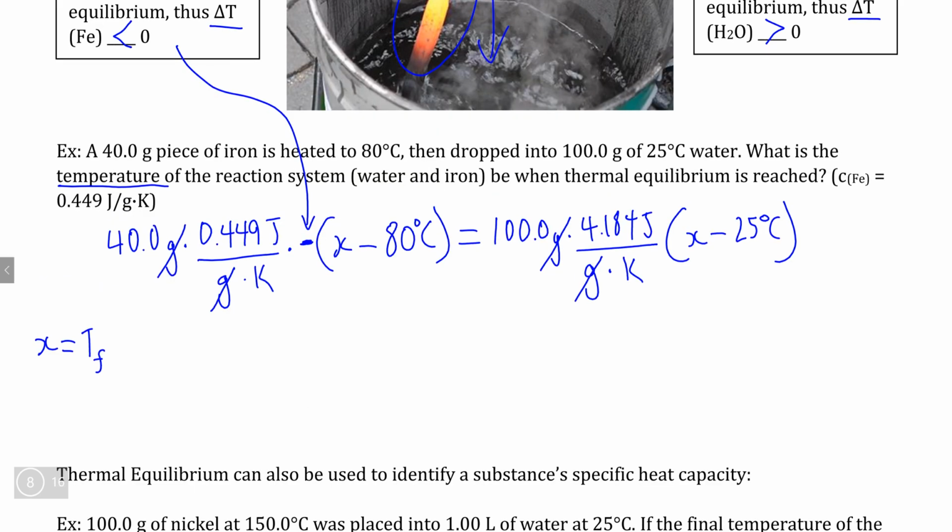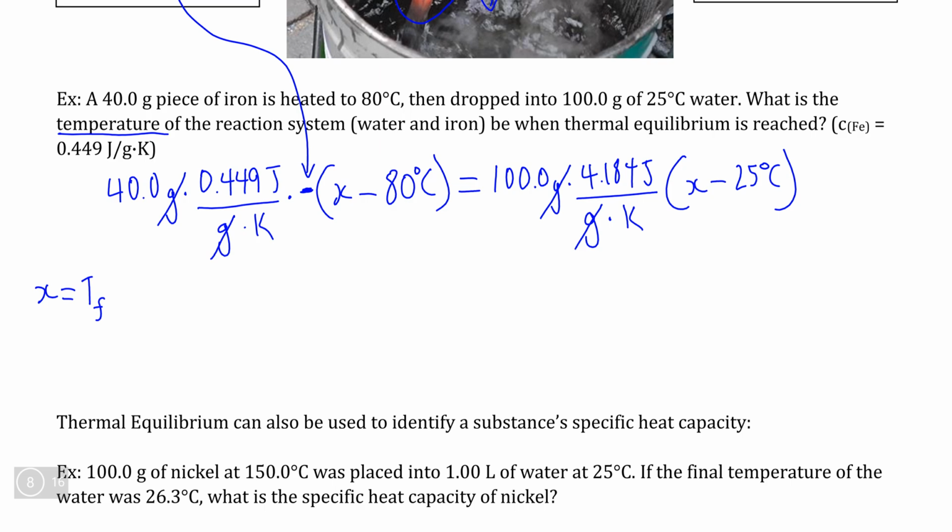Again, take note, because the iron's temperature is going to be decreasing and the water's temperature is going to be increasing, make sure that we have a negative sign to indicate that this change in temperature is a decrease, and that there is an implied positive sign here to imply that water's temperature is going to increase. If we expand all of this out, including the negative sign, what we should see is that we get negative 17.96x plus 1436.8 on our iron side.